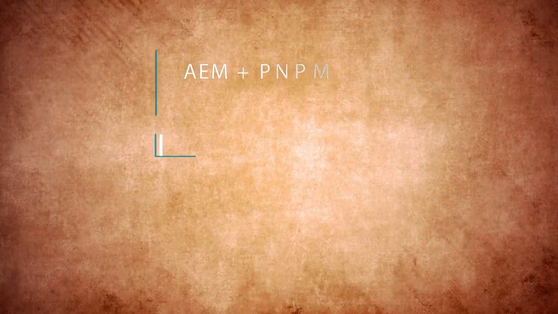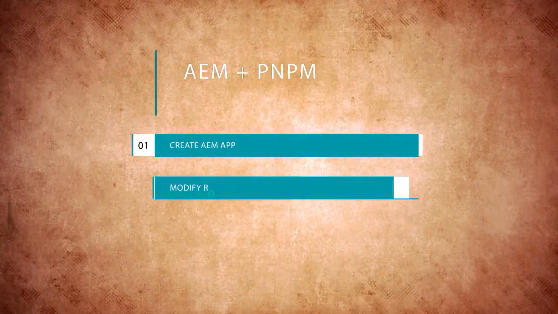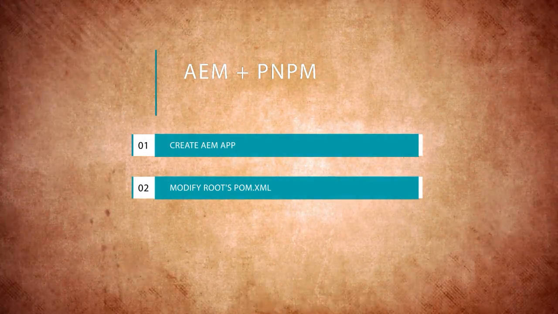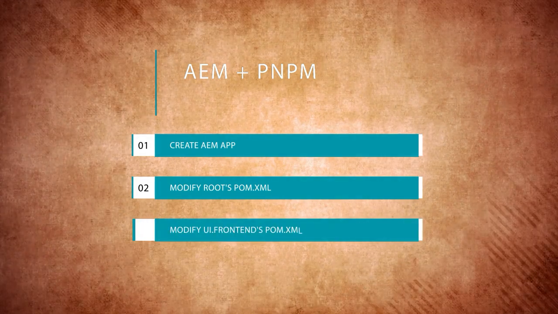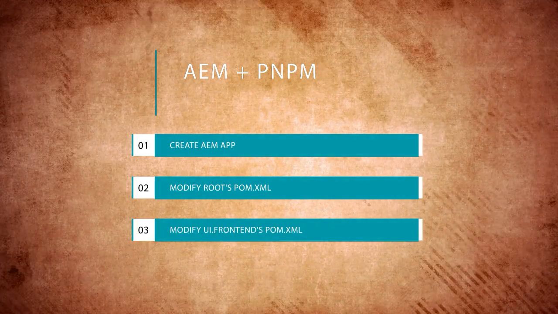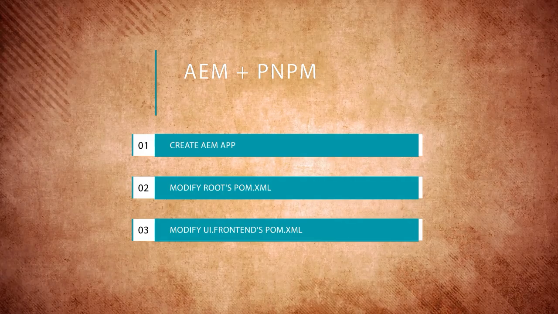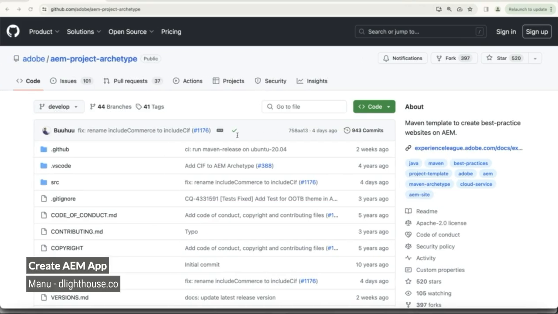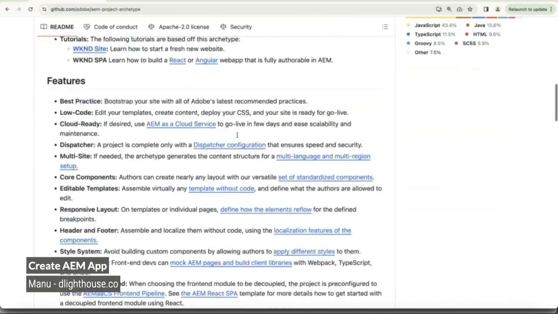Let's start! In today's video, I will create an AEM application, modify the root's pom.xml file, select a pnpm version, modify the ui.frontend's pom.xml file, build a project, and generate the pnpm-lock.yaml file. Let's start by using Adobe's archetype for creating our application.